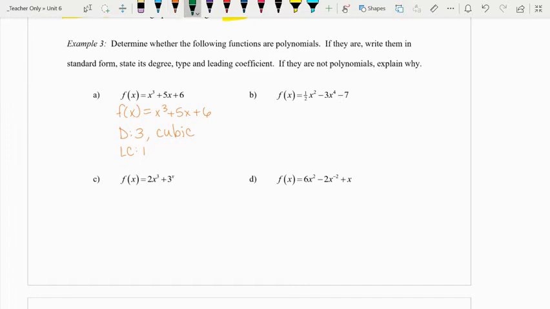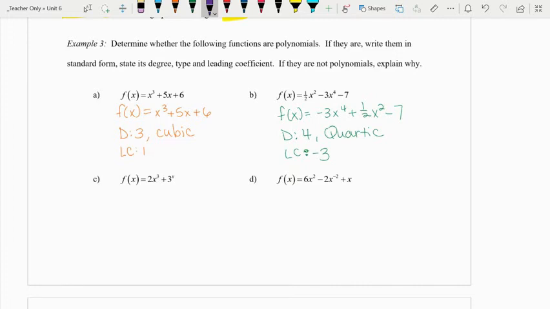For letter B, don't get fooled because there's a fraction. Remember, you can have fractions. This is a polynomial as well. We do have to rearrange it a little bit to put it in standard form because the x to the fourth needs to come first. Because that needs to come first and it's our highest, that is our degree, which makes it a quartic. And our leading coefficient is then x.